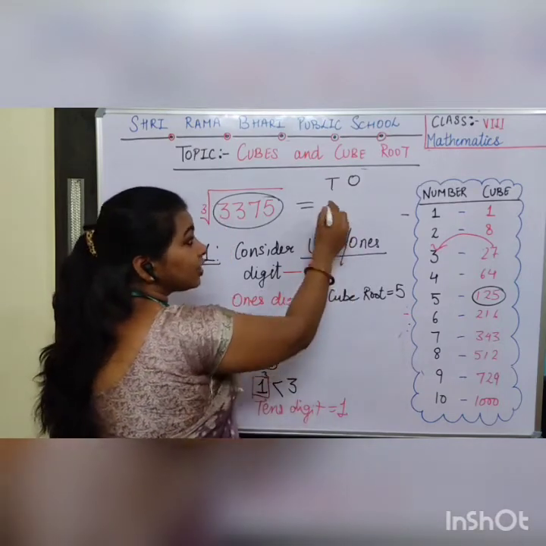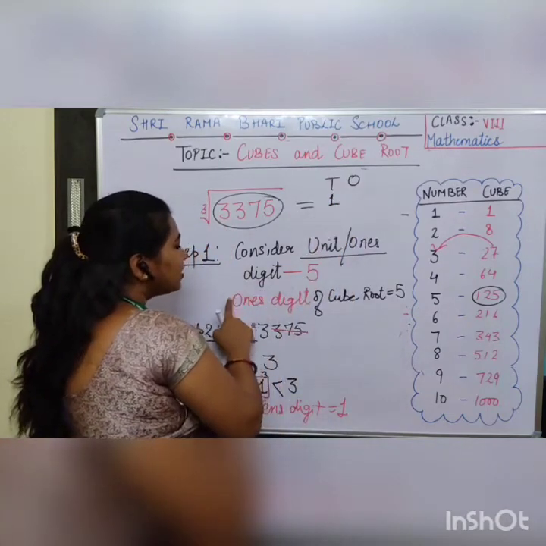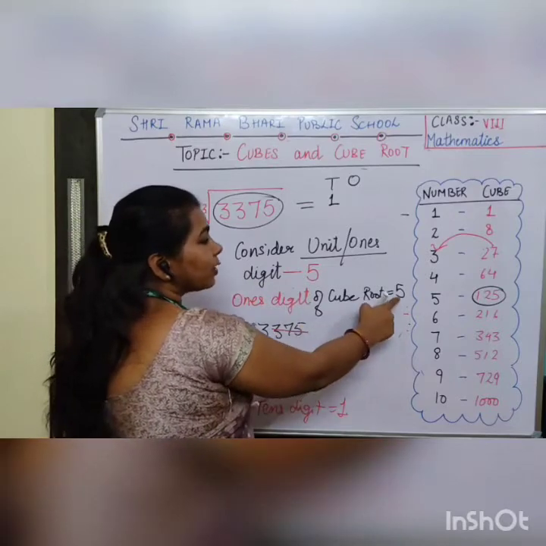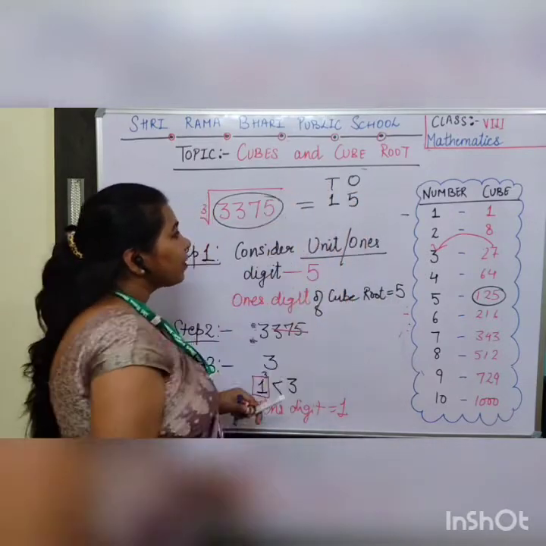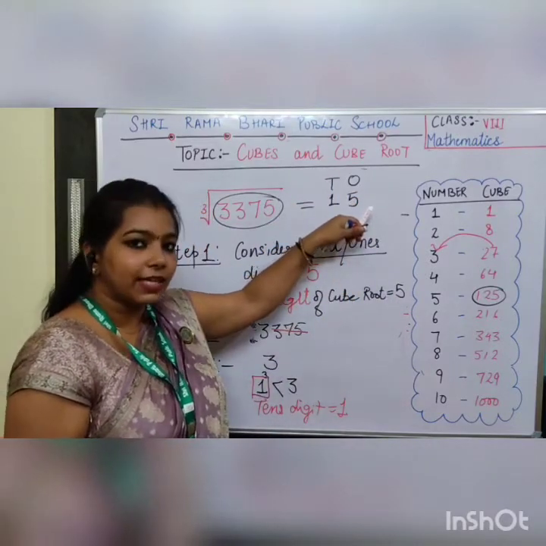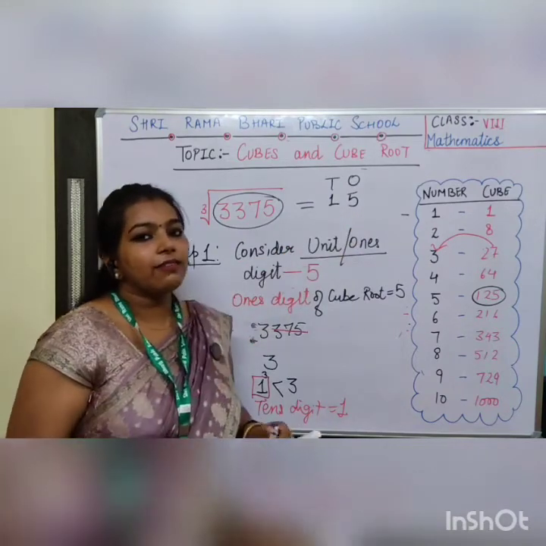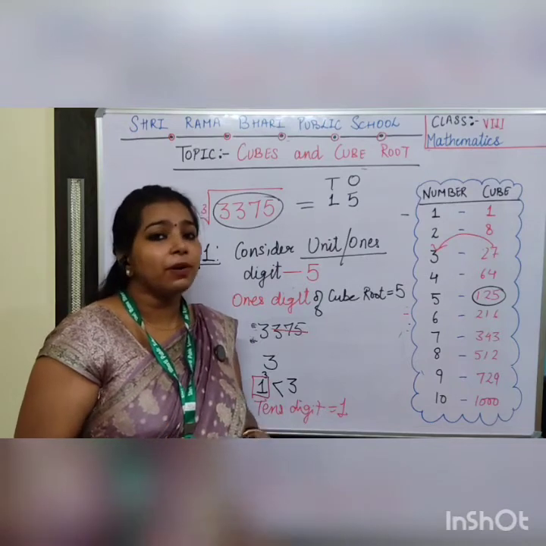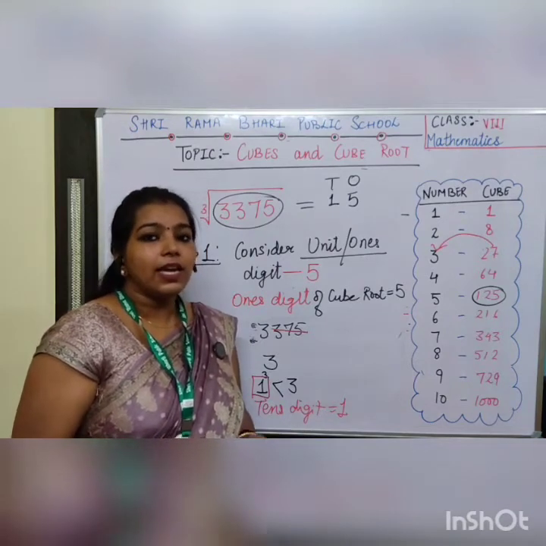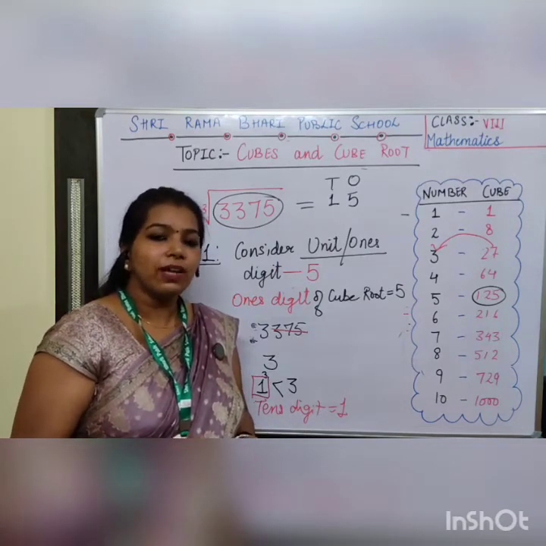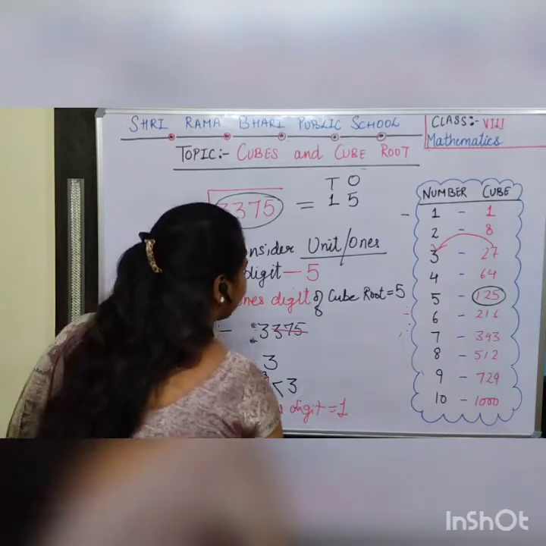So after doing all these 3 steps, we conclude that the tens digit of the cube root is 1 and the ones digit is 5. So the cube root is 15. By following these 3 steps, we can find the cube root of any perfect cube number. It will be clearer with one more example. Let's take that.